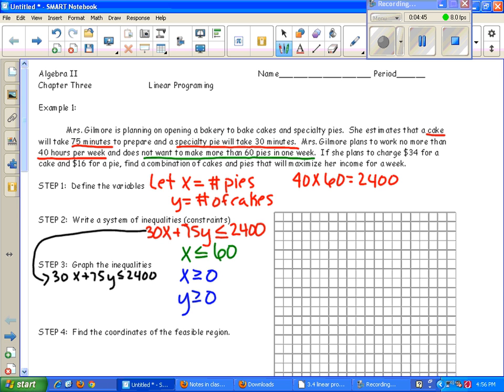And then I'm going to subtract the 30x. And then I get 75y, this cancels out, is less than or equal to negative 30x plus 2400. And then I'm going to divide everything by 75.